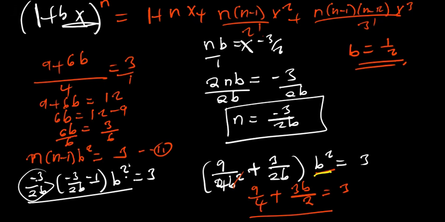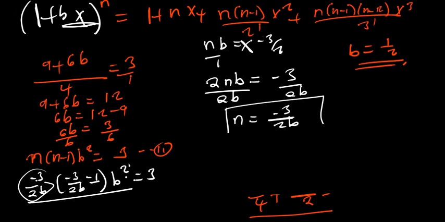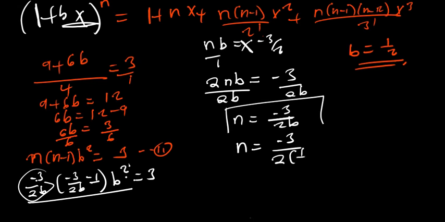Now that b is 1 over 2, you come back here where you had to make n the subject of the formula and plug in b to find the value of n. So n is equal to negative 3 over 2b. b is 1 over 2. So half times 2 is 1. Therefore n is negative 3.